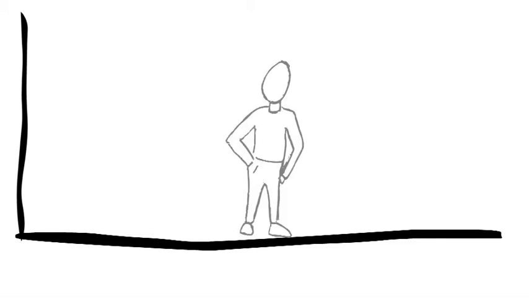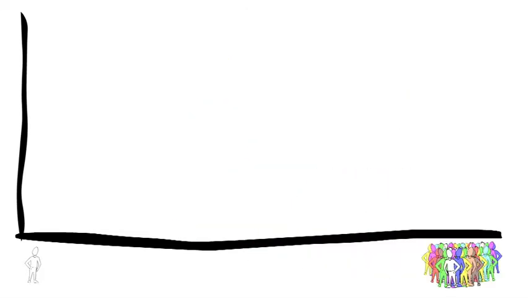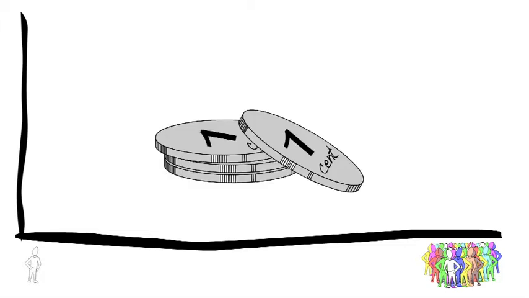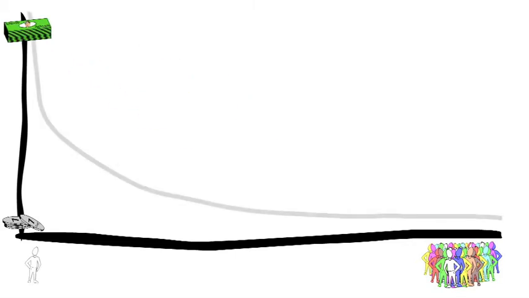The bottom axis represents the people, from 1 person on the left to 6.8 billion on the right. The left axis represents wealth, from some small change to a serious pile of money. This curve visualizes the relationship between the two axes.